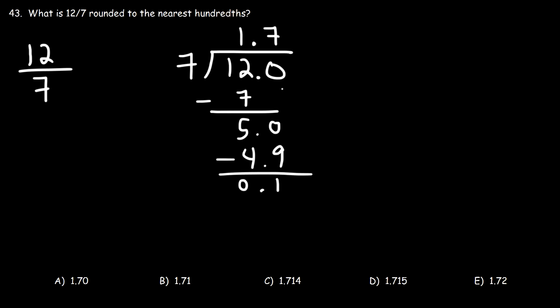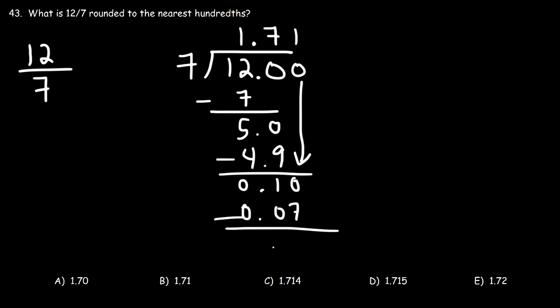Now 7 doesn't go into 1. So if we add a 0, it can go into 10. 7 goes into 10 one time. 7 times 1 is 7, so 7 times 0.01 is 0.07. And the difference between 0.10 and 0.07 is 0.03. Now 7 doesn't go into 3, so we got to add a 0. 7 goes into 30 4 times. And the difference is going to be 28.